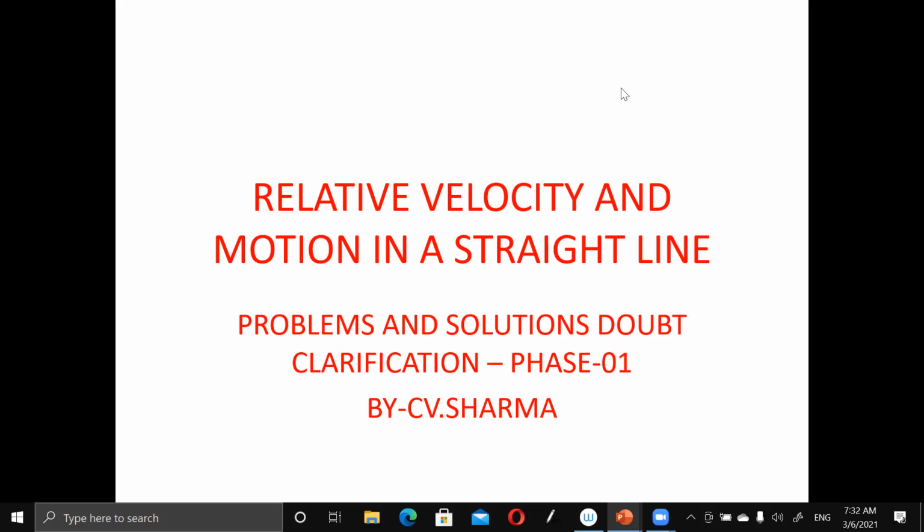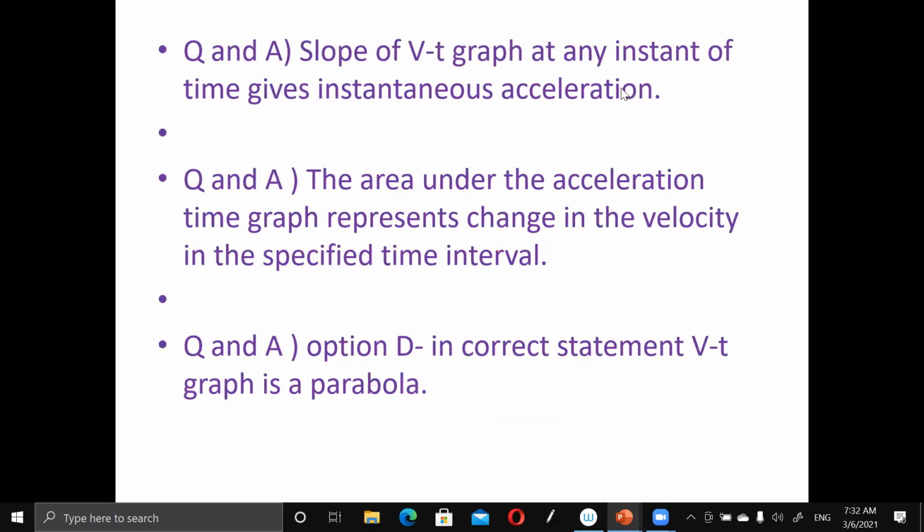This is the first one. I am taking the simplest questions first. Here question and answer both are there. The slope of the velocity time graph, always remember, is acceleration. At any instant it gives instantaneous acceleration. You have to remember this one. Anyway, I will share this PPT with you all. I will send this to madam and then madam will give it to you.